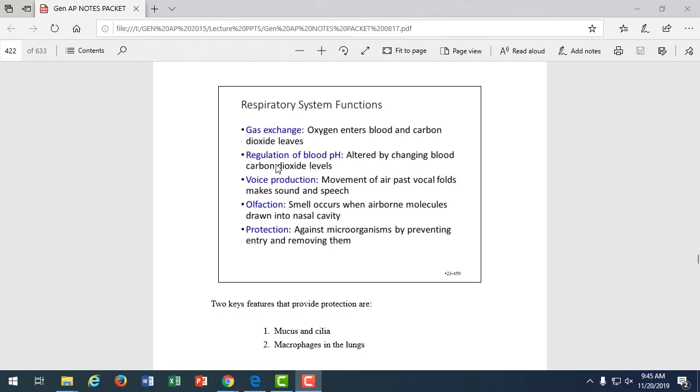So the more carbon dioxide that is trapped in the blood, the more acid in the blood, and pH is going to go what direction? Down. Yeah, low pH is acid. So we're going to drop to less than 7.35 if we have what we call acidosis.